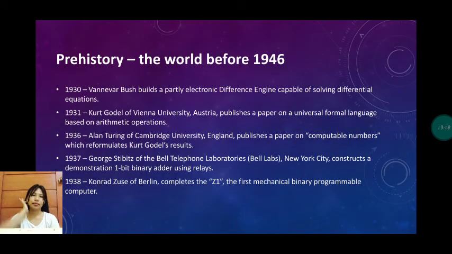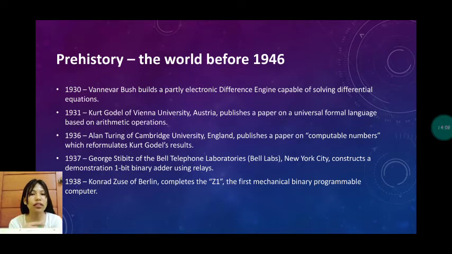So for the next slide, the world before 1946. 1930, Vannevar Bush builds a partly electronic difference engine capable of solving differential equations. 1931, Kurt Gödel of Vienna University, Austria, publishes a paper on universal formal language based on arithmetic operation. And for 1936, Alan Turing of Cambridge University, England, publishes a paper on computable numbers, which reformulates Kurt Gödel's result.